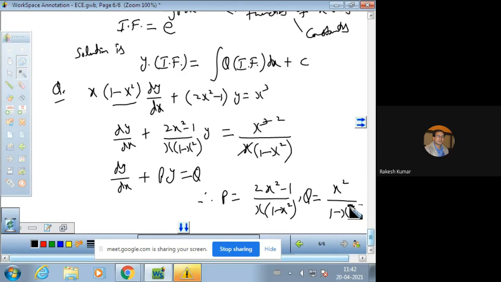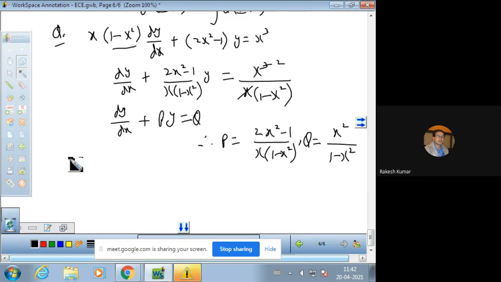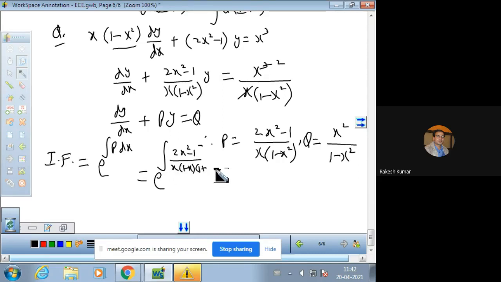Now you will be able to find the solution, and we know that we have to find the integrating factor first. For the integrating factor you need to integrate p dx, and it means you need to solve p. So e raised to power integral of this term. Now this can be simplified in the way that is (2x square minus 1) over x into (1 minus x) over (1 plus x) dx.